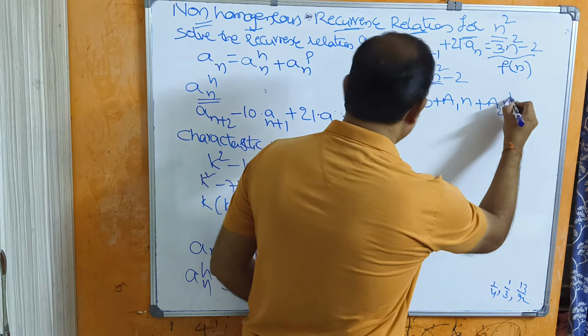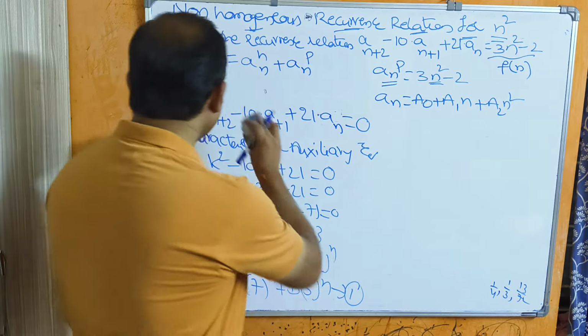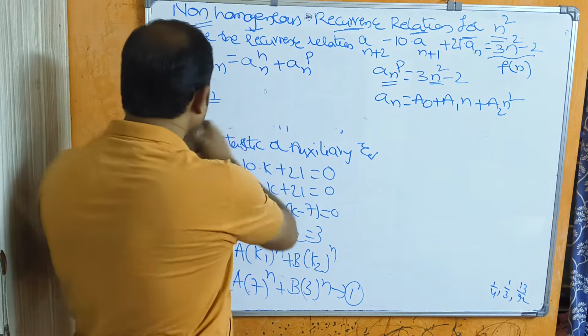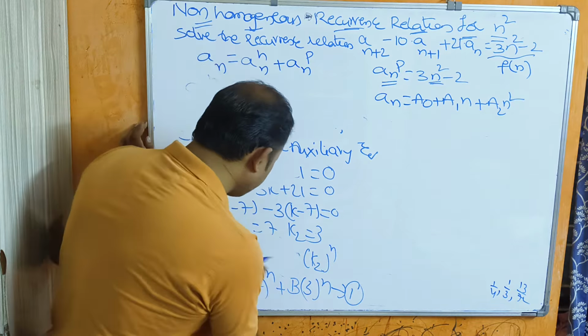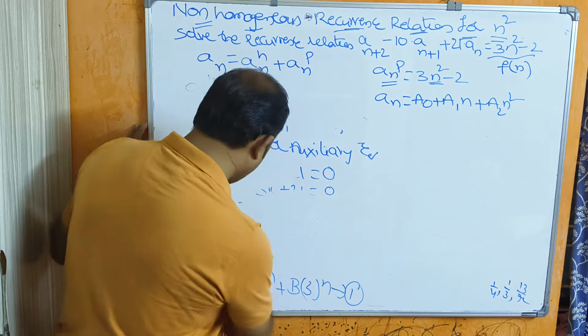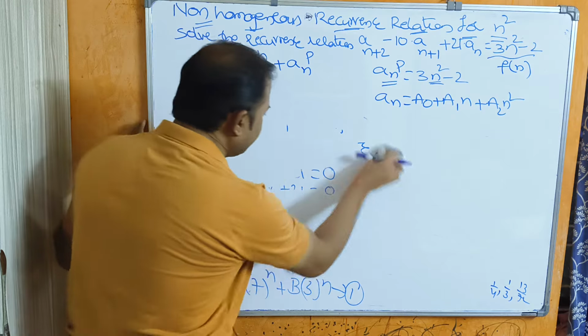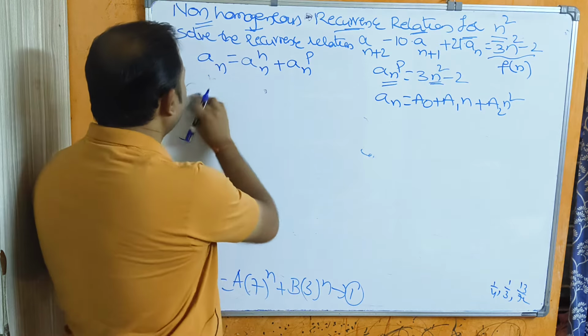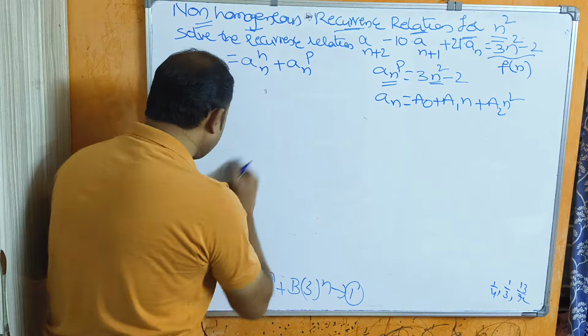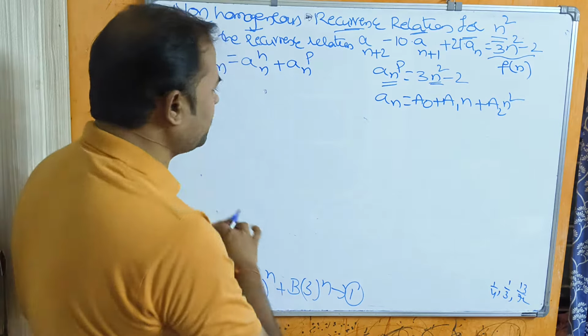Here for space constraints, I am erasing this portion. Let us erase this portion. Let us keep the last statement. Why? Because we require a(n) power h while calculating a(n). Why? Because a(n) equal to a(n) power h plus a(n) power p.